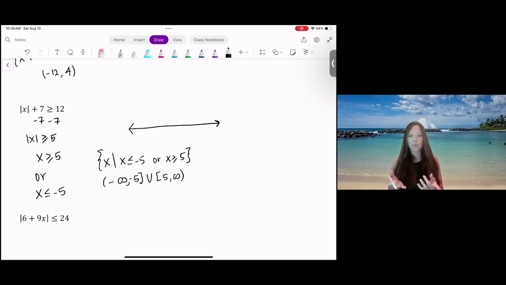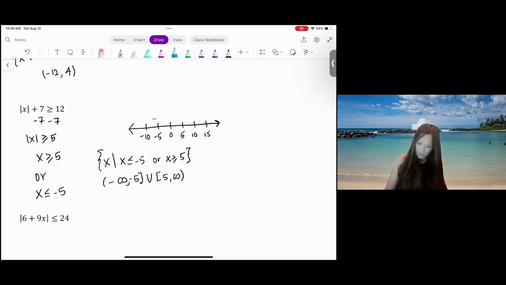And infinity gets parentheses, remember, because infinity is not an actual value. You can't take infinity as a value. Graphing using the parentheses and brackets, I'm going from -5 down to negative infinity, and I'm going from 5 up to positive infinity, or you know that it would be closed circles.